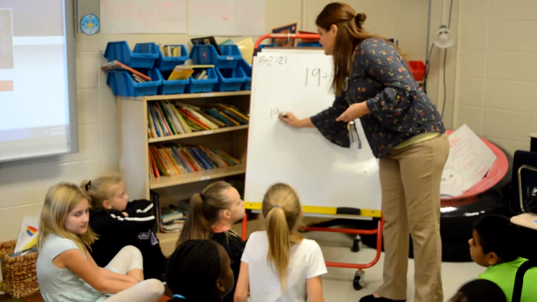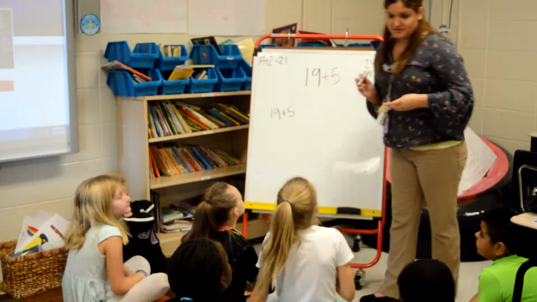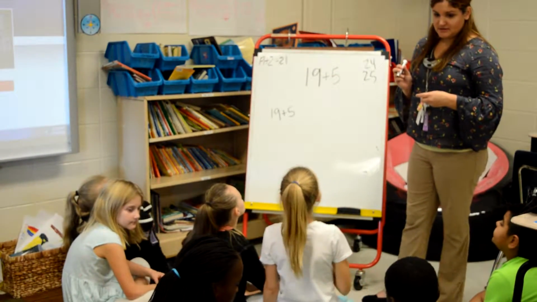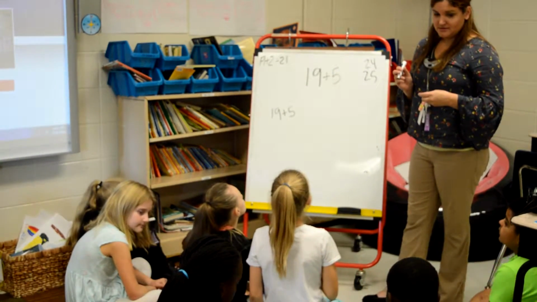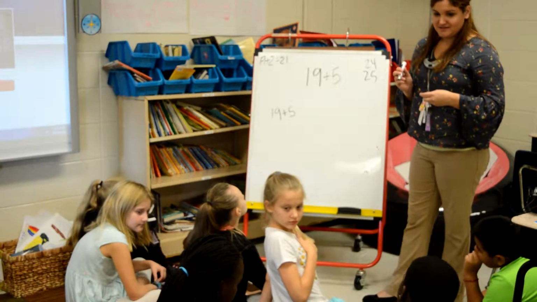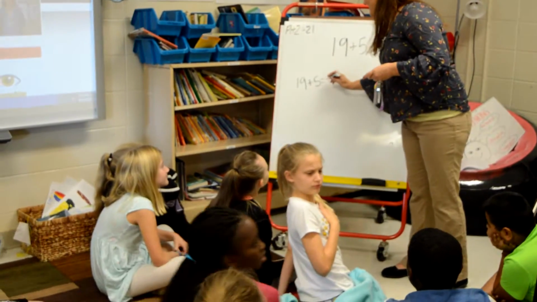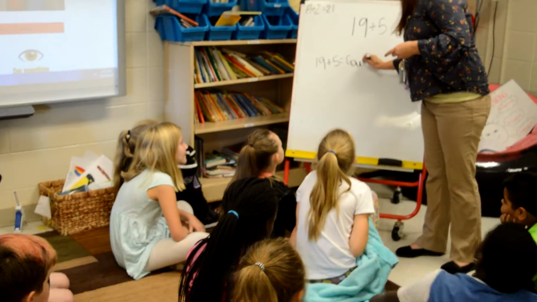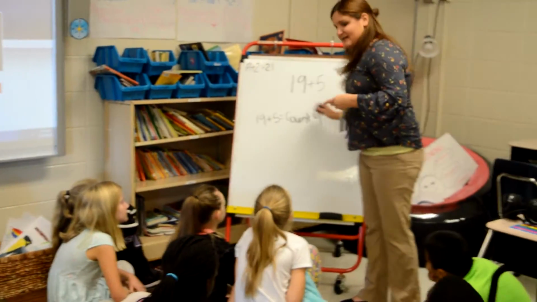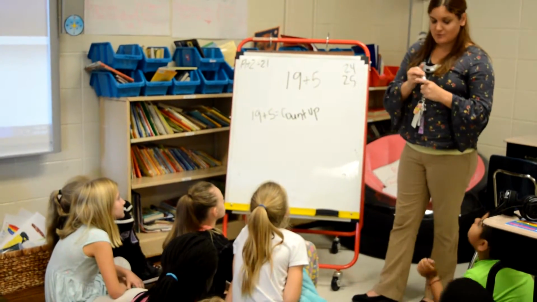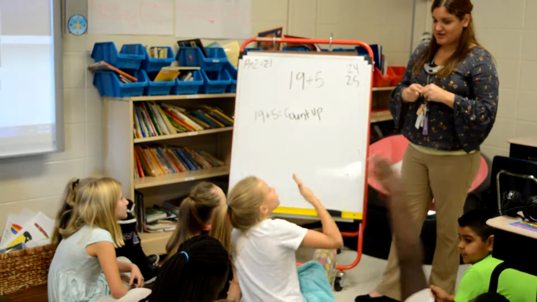Plus 5. 19 plus 5. And I counted it up. And I said 20, 21, 22, 23, 24. Oh my god! Oh, I love how you just did that. She counted up. Because a lot of times when we actually take the time and verbalize what we're doing, we'll catch our own mistakes. I love how you caught your mistake.